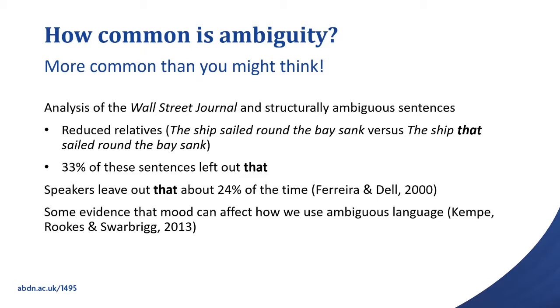Now, this is a type of sentence that can be difficult to understand. It's called a reduced relative. The type of sentence is something along the lines of, the ship sailed round the bay sank. Now, that sentence can be a little bit difficult to understand, because when you first read it, it's a bit ambiguous what the structure of the sentence is.